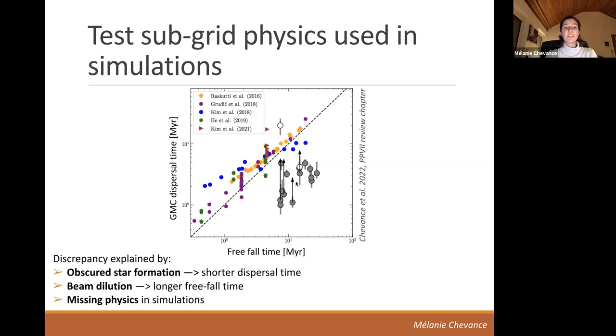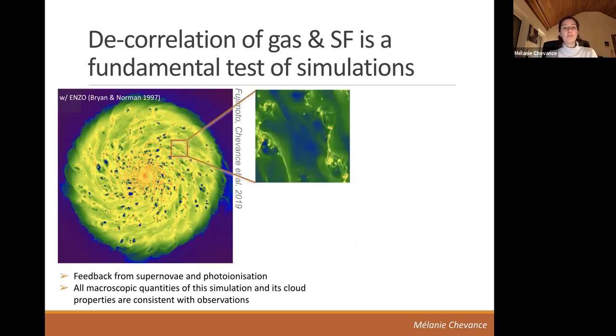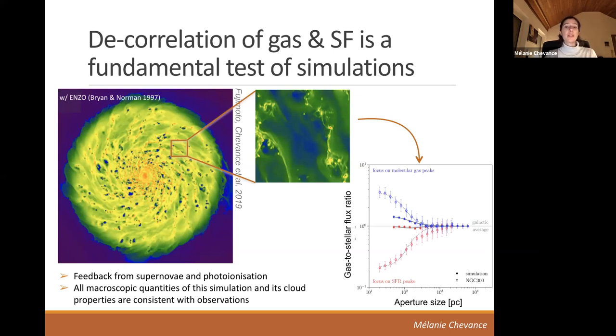A third point is that, of course, there might be missing physics in the simulation, and the GMC timescale that simulations predict might be overestimated. And we know that there is missing physics in the simulations. And this is an example of this. So this simulation is quite detailed. It has feedback from supernovae and photoionization, and all macroscopic quantities of the simulation and its cloud properties are consistent with observations.